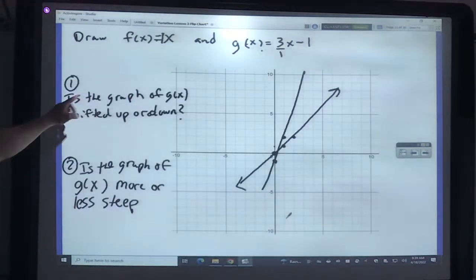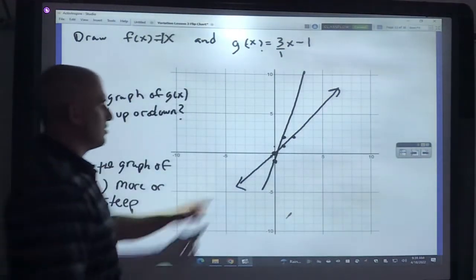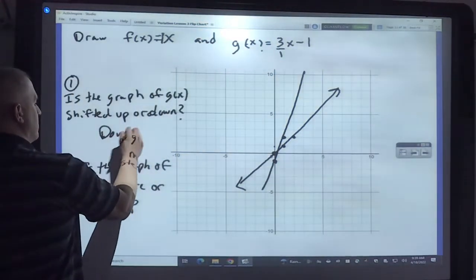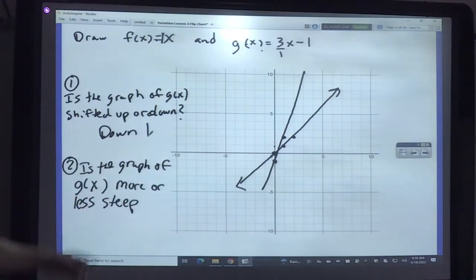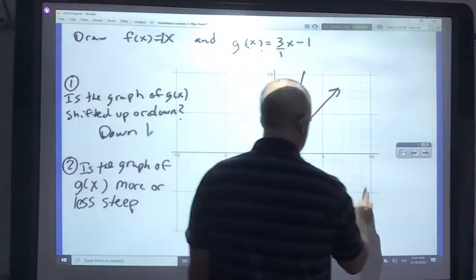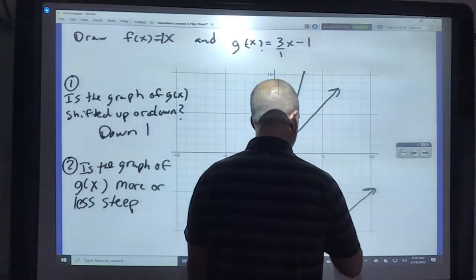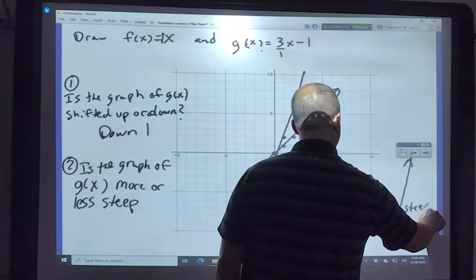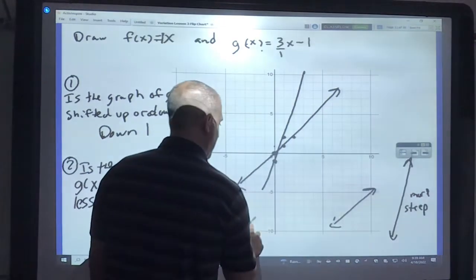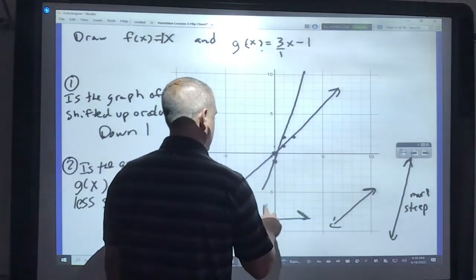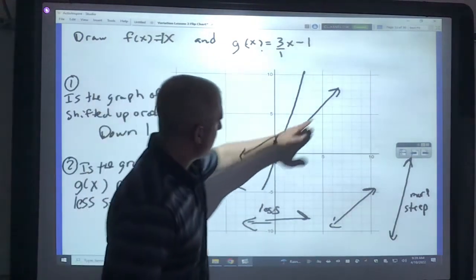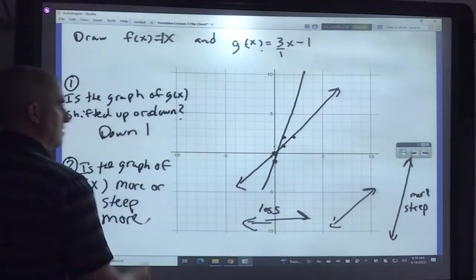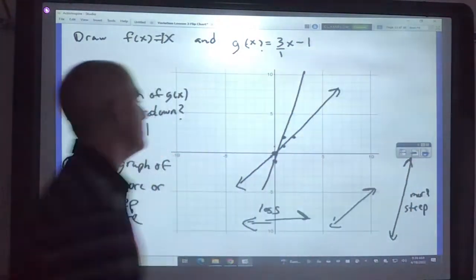Okay, so is the graph of g of x shifted up or down? So this was my original. My original was at 0, so I went down to get that. So that would be down, down 1 in this case. Is the graph more steep or less steep? So let's talk about this. Okay, so if I have anything like this, all right, obviously if it's more vertical, this is more steep. If it's flatter, it's less steep. Okay, so if I compare, this was my original, okay, this is like that, so that is going to be more steep. Okay, all right, it's going to be more steep.